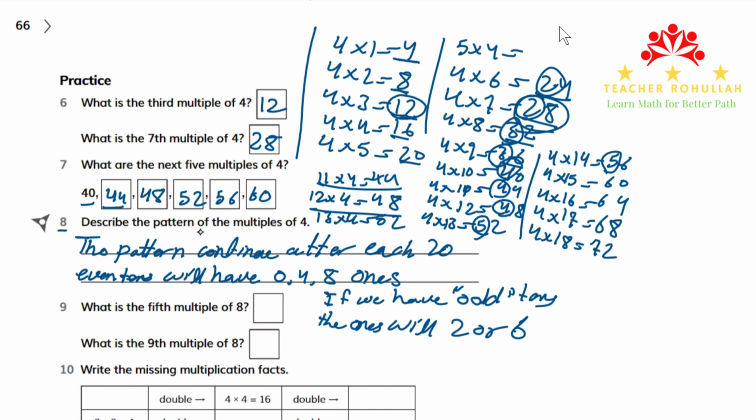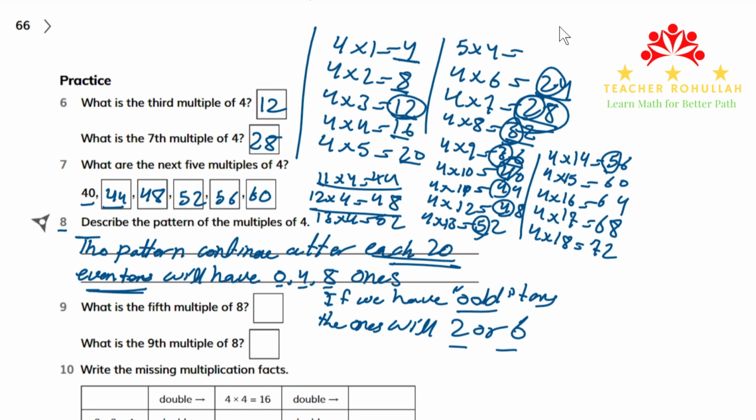It says describe the pattern of the multiples of 4. I say that the pattern continues after each 20 that I clarified here. And another thing that we can see in the multiples of 4 is if we have even tens, the ones will be 0, 4, or 8. And if we have odd tens, the ones will be 2 or 6. We can see that if we have 3 and 5 in the tens place, the ones place is either 2 or 6. So this is what we can notice in the multiples of 4.